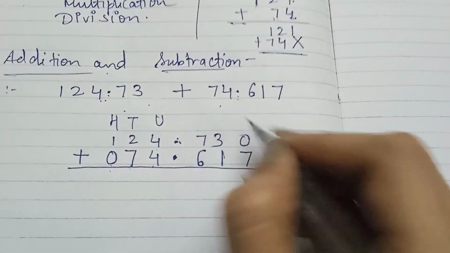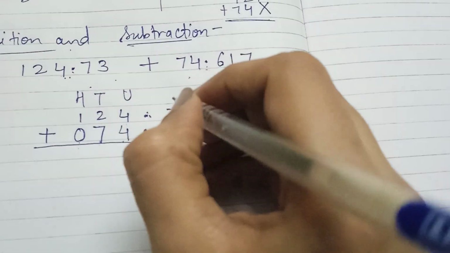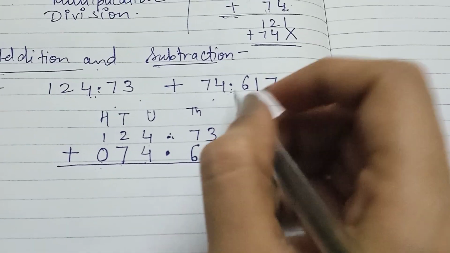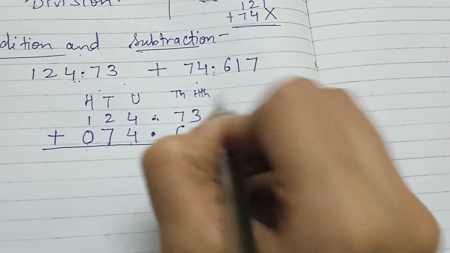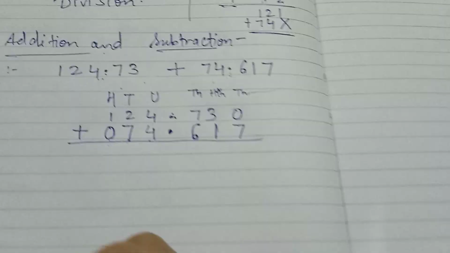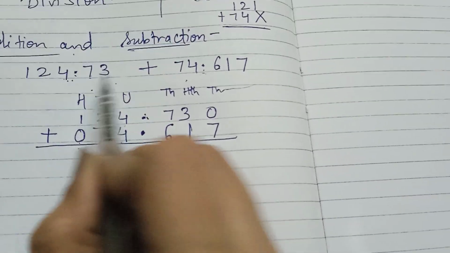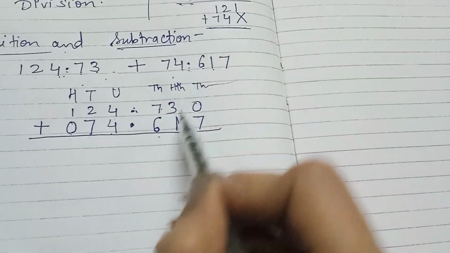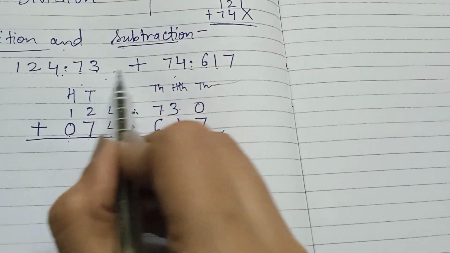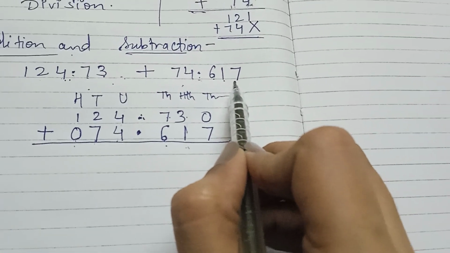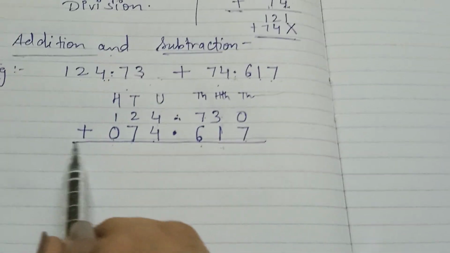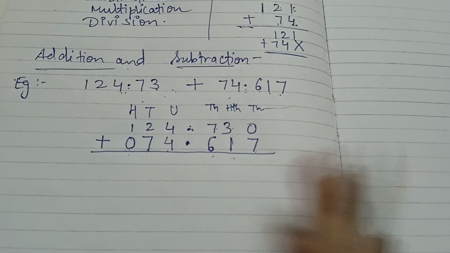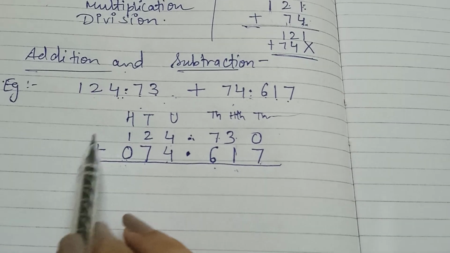Now coming to the right side, as we have learned the places in decimal numbers. After the decimal, they are tenths, then hundredths, then thousandths, and so on. So in the same way, tenths we have written in the same column, hundredths we have written in the same column. Then there is no third digit in the first number, but there is a third digit after the decimal in the second number, so I have written it. Wherever there are blank spaces, we put a 0. Same thing we are going to do in subtraction, only the operation will change.